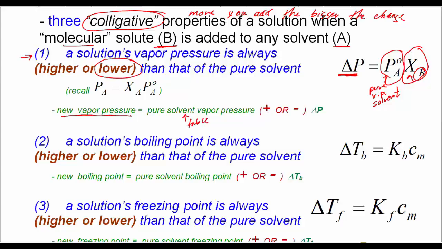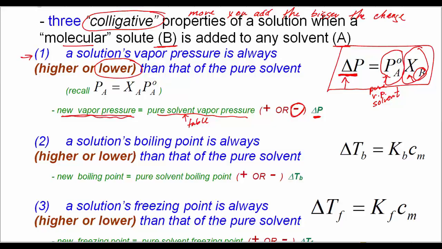So our new vapor pressure, you get the pure from the table, and then we add or subtract delta P. Vapor pressure gets lowered, so we better subtract. Okay, so that's just something you have to know, because I give you the equations, but I'm not going to tell you what to do with them. So you'll calculate how much the vapor pressure changes by, and just realize, oh, I have to subtract that from the pure solvent vapor pressure to get the new vapor pressure.